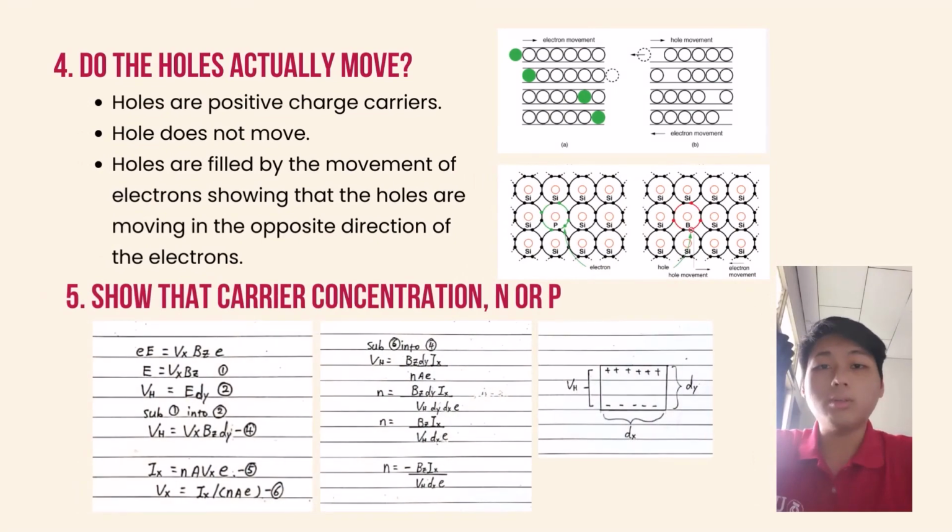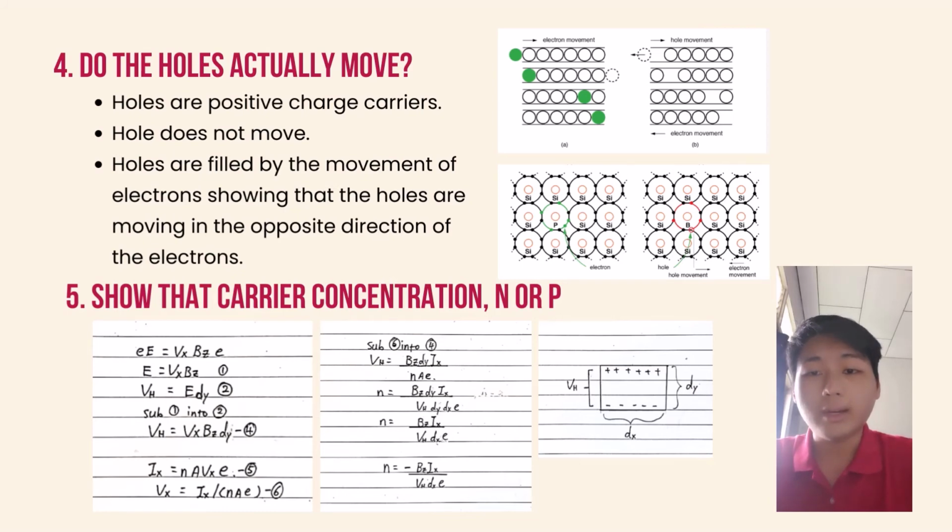Question number 4. Do the holes actually move? Holes are positive charge carriers and the hole does not move. As you can see in the diagram, the green circle represents the electron and the dotted circle represents the hole. Both are moving in the opposite direction, where the electron moves to the right and the hole moves to the left. For an example shown in the diagram below, silicon with 4 valence electrons is doped with 3 valence electrons. The hole is formed in the covalent bond.